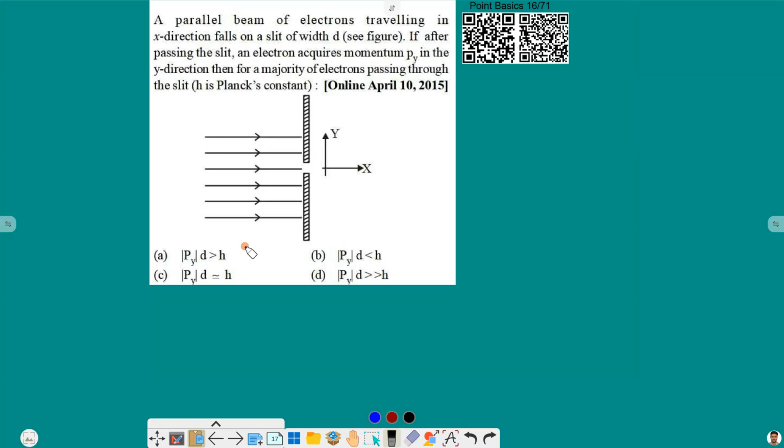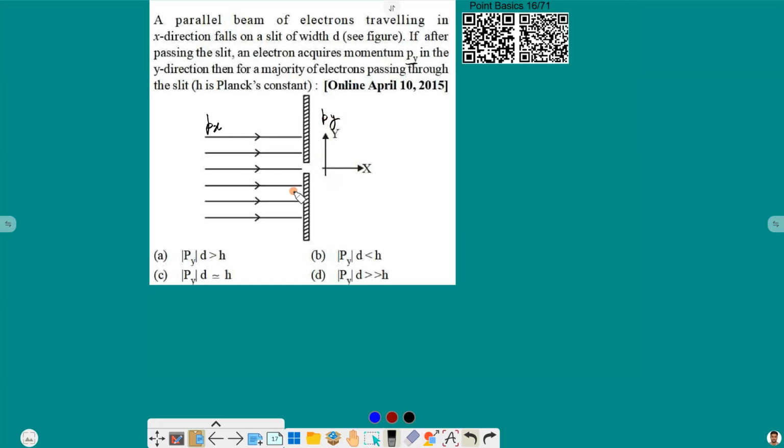Moving ahead, a parallel beam of electrons traveling in the x direction falls on a slit of width D as shown in the figure. If after passing through the slit, electrons acquire momentum Py in the y direction for the majority of electrons passing through the slit, h is the Planck's constant. So it is mentioned that initially we can see here that electrons have momentum in the x direction, and after passing through the slit they gain momentum in the y direction.